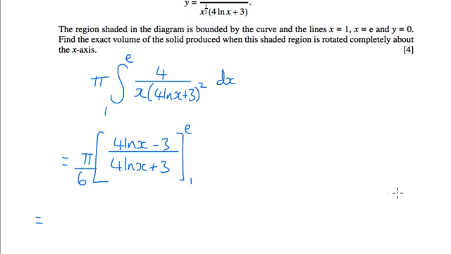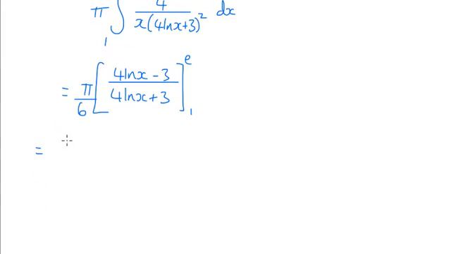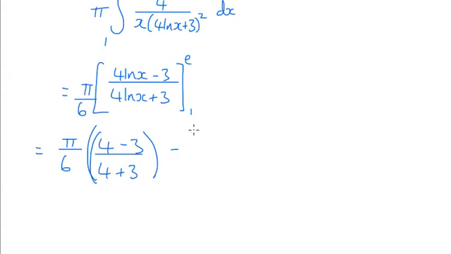So when we apply our limits, pi over 6 can stay outside. We've got 4 ln e, and ln e is 1. So we've just got 4 take 3 over, again, 4 ln e is just 4 plus 3. I'm going to sneak an extra bracket in there so that I can add my bracket here. 4 ln of 1 is 0. So we've got nothing take away 3 over nothing plus 3.